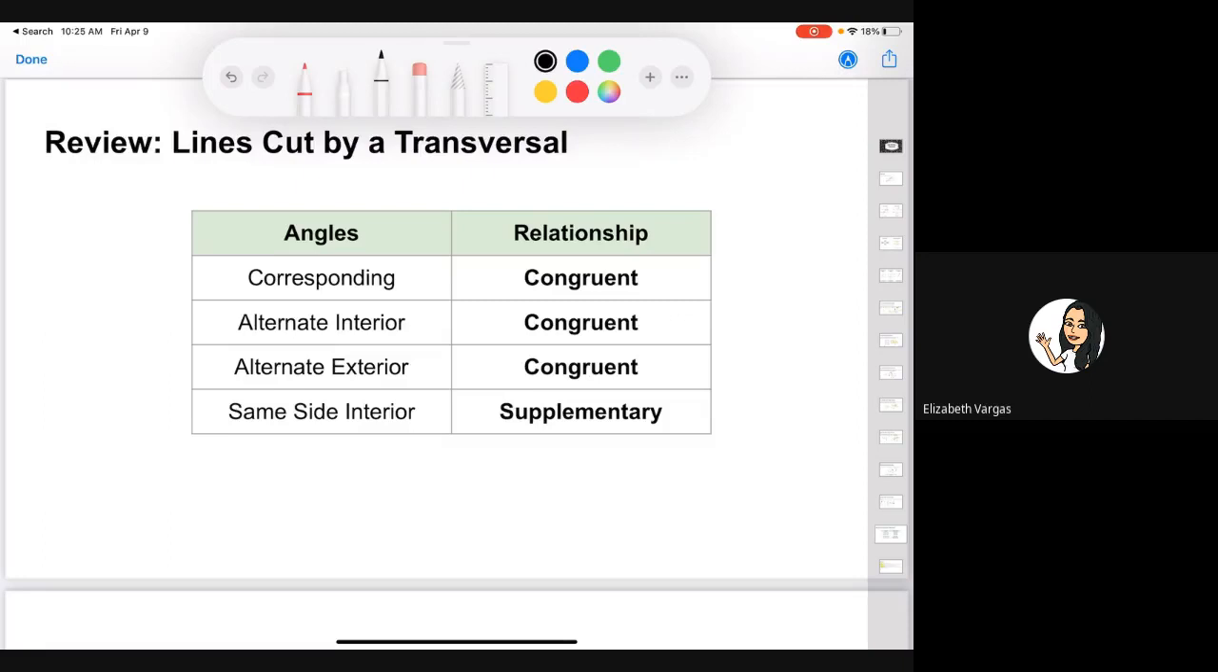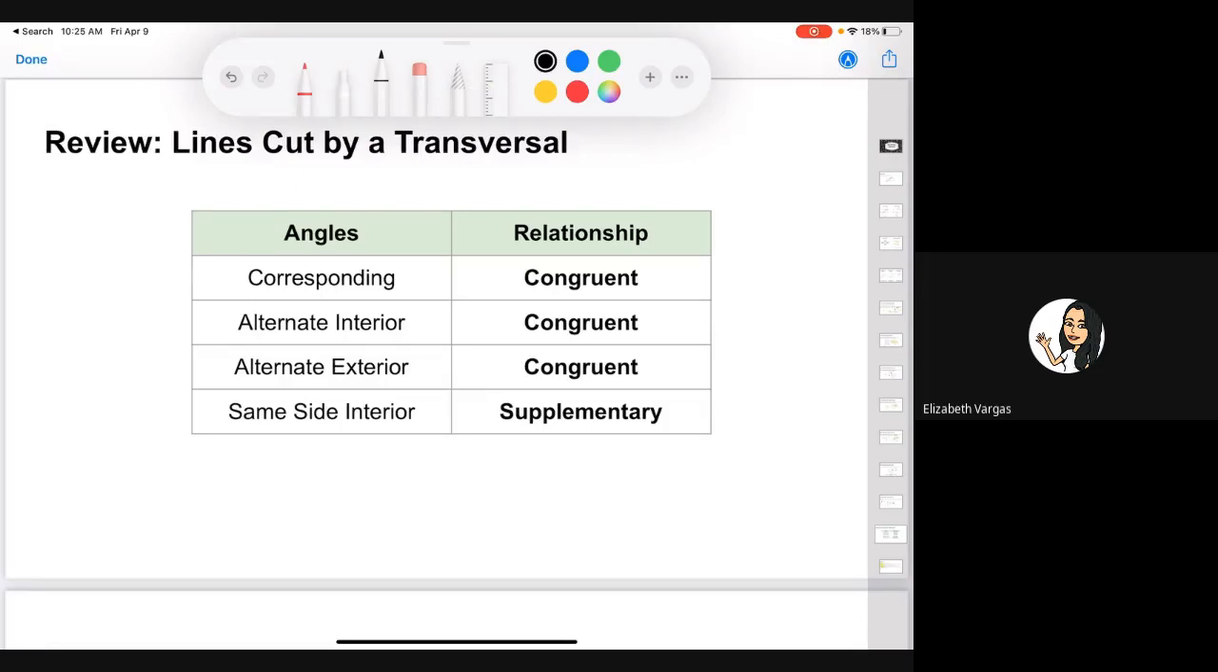Corresponding angles are congruent, so if we have a pair of corresponding angles, then those two measures are going to be congruent. Alternate interior angles are congruent, so a pair of alternate interior angles will be congruent. Alternate exterior angles are congruent, so a pair of alternate exterior angles are congruent. And then same side interior angles, on the other hand, are supplementary. So if I have a pair of same side interior angles, when I add those together, I want to get 180 degrees, because they are supplementary.